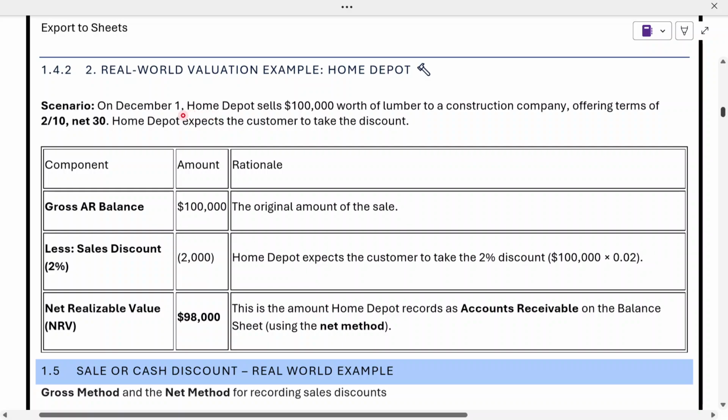There is a company, Home Depot, and they sold $100,000 worth of lumber to a construction company. So they are supposed to receive $100,000 from the company, right? The offering terms are 2/10 net 30. Now Home Depot expects the customer to take the discount, because this is based on past experience, and they know that the customer will be availing this discount.